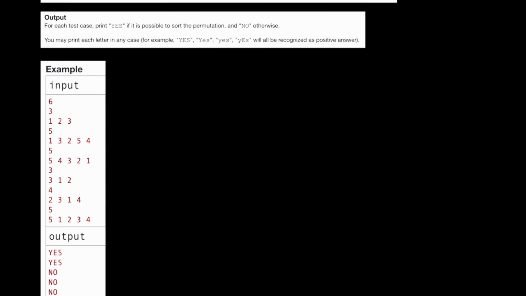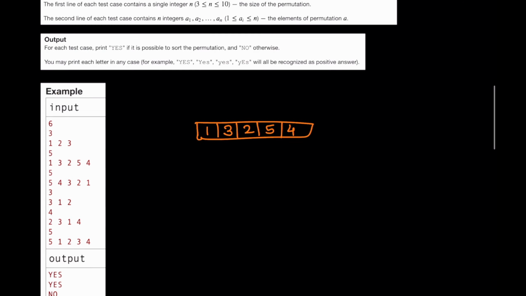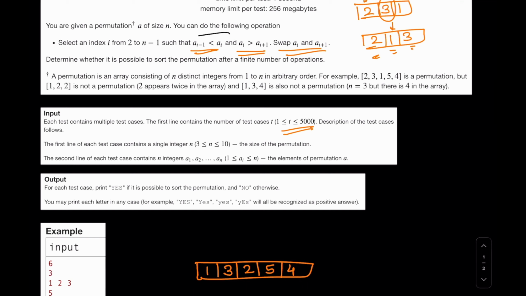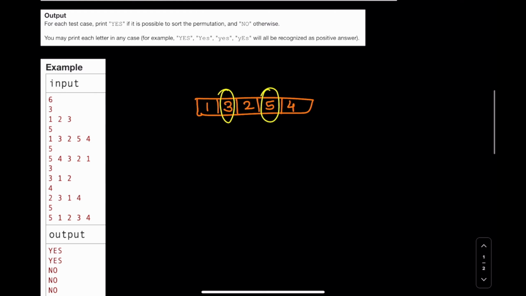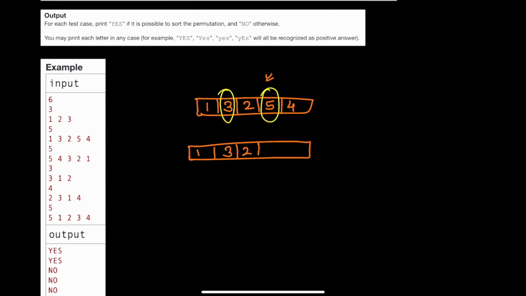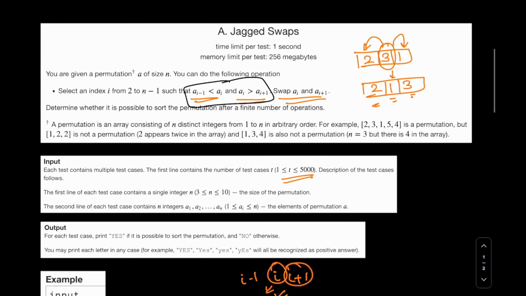Let's suppose we take the second test case 1, 3, 2, 5 and 4. Where can we find this pattern? This pattern can be found at this position and at this position. So let's suppose I take the second position, 1, 3, 2, 4 and 5. We can swap them because this is the i, this is i plus 1 and this is i minus 1. So we can swap i and i plus 1.